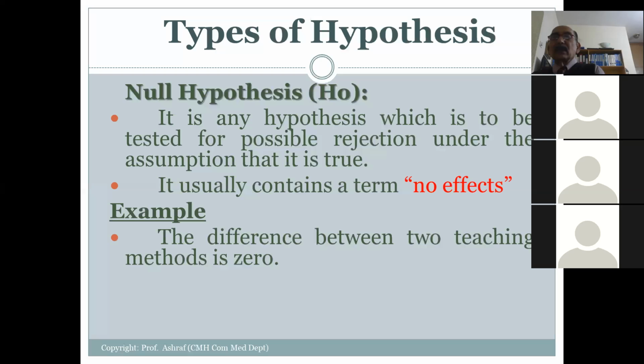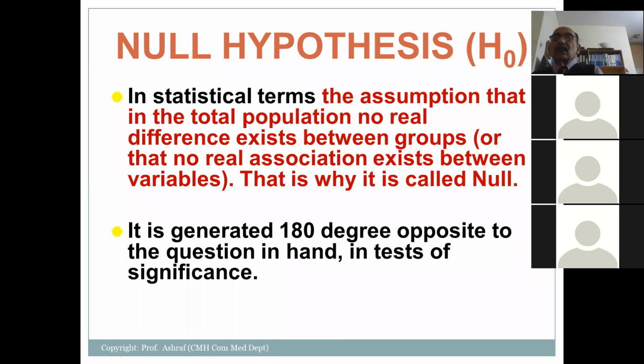As in the Kalima, la ilaha illallah, we start with no, la, nahi. Here also, we start with the null hypothesis. We assume the difference between the two, and by using the test of significance, we can either reject or accept it. Null hypothesis is the assumption that in the total population, no real difference exists between groups, that no real association exists, that is why it is called null. It is generated 180 degrees opposite to the question in hand in the test of significance.